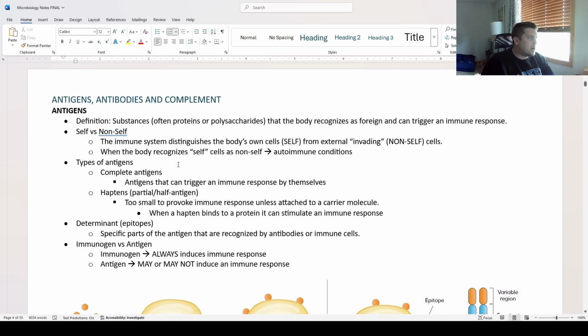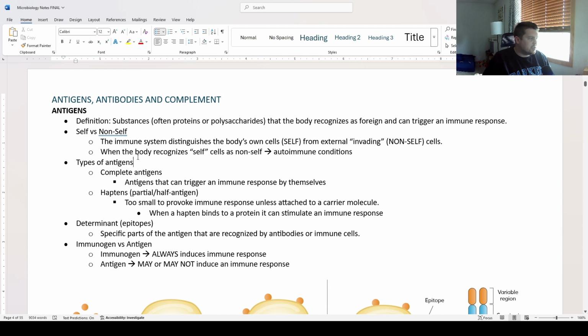Antigens, antibodies, and then something called complement. So antigens, these are substances that the body is going to recognize as foreign and can trigger our immune system. So very similar, like we have self versus non-self. We keep coming back to that kind of topic. The immune system is looking for anything that identifies something as non-self or invading.